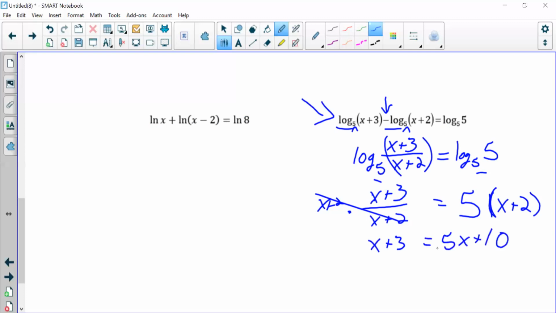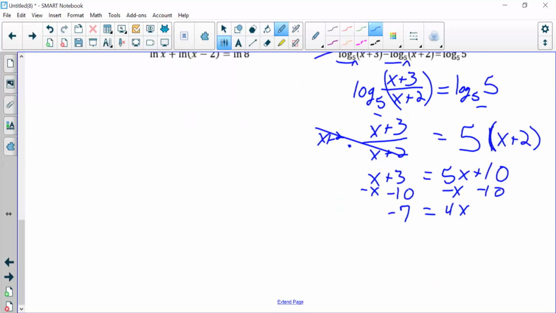I got the bigger x's over here, so I'm going to subtract this x from both sides. And then I'm going to subtract this 10 from both sides. So positive 3 minus 10 gives me negative 7 is equal to 4x. Then we're going to divide both sides by 4. So I get x is equal to negative 7 fourths.